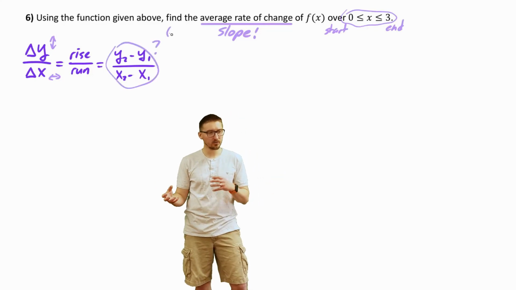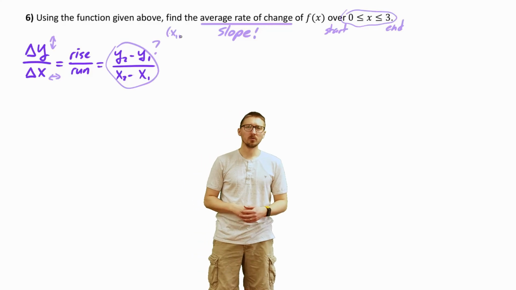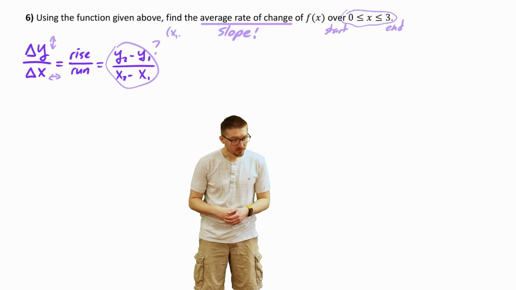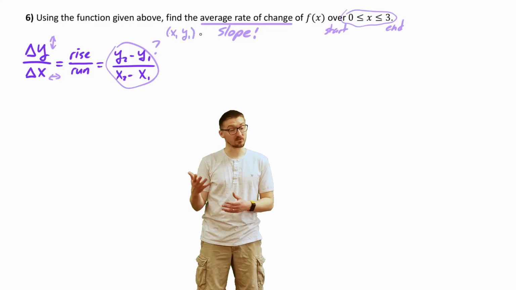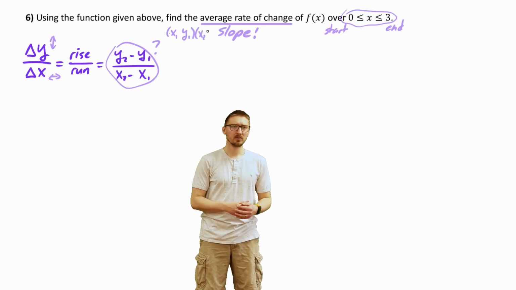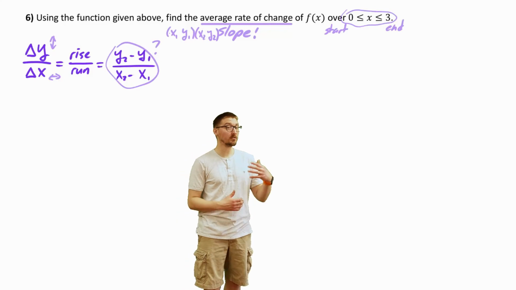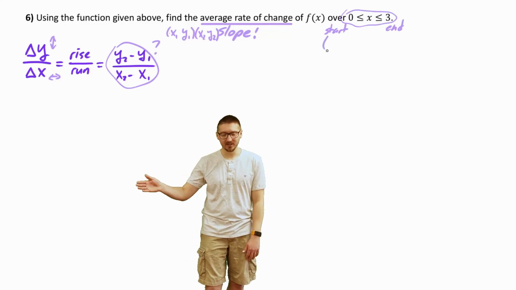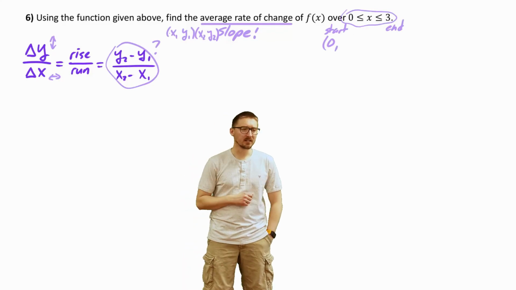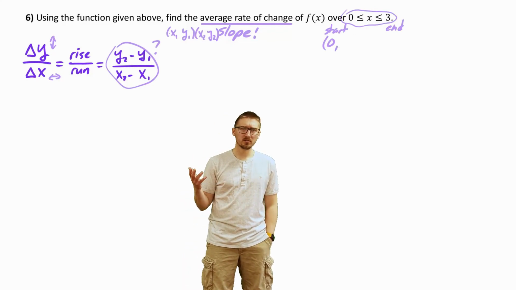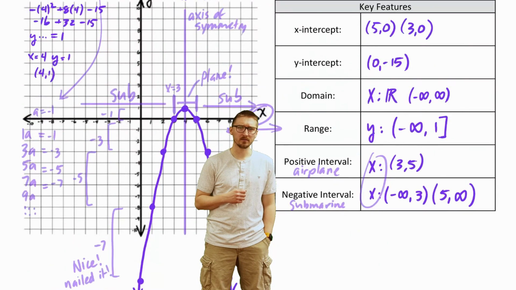Well, y2 and y1, x2 and x1, those all come from points. So the subscripts, the small numbers, tell which point. Is it the first or the second point? We need to have two points in order to even do this, and that's where that starting and ending value come in. So we're starting at 0. 0 is an x value. What is the y part of that point?